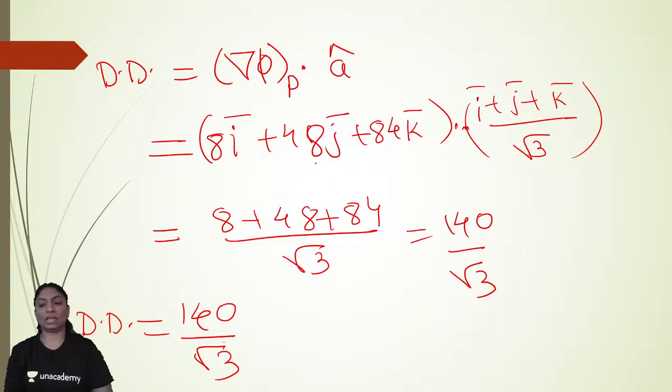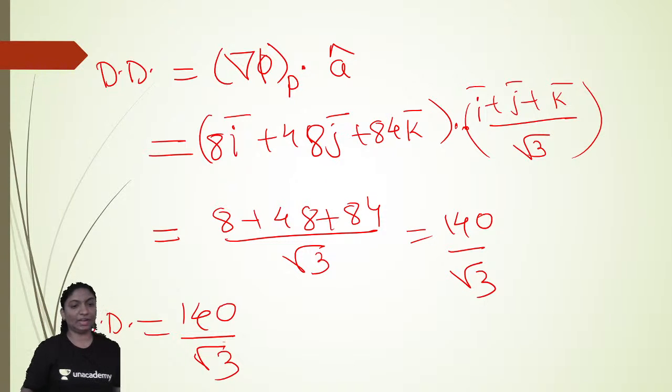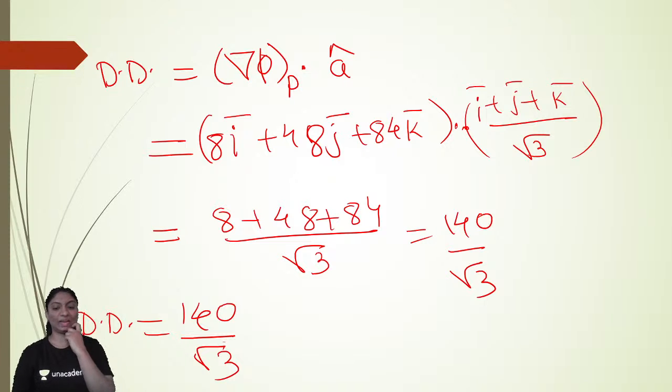When the tangent components are given, then we will calculate vector a bar and find out the directional derivative. Here I think the third type is clear. Now we will see the fourth type.